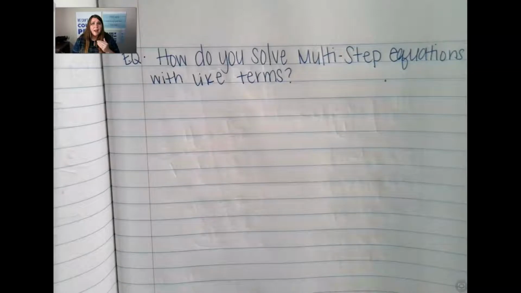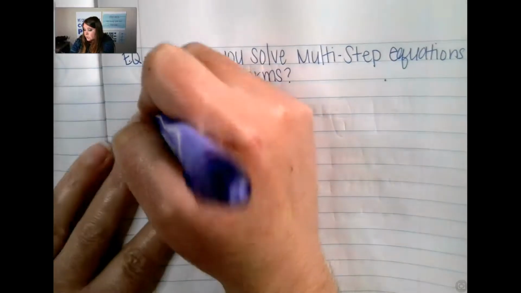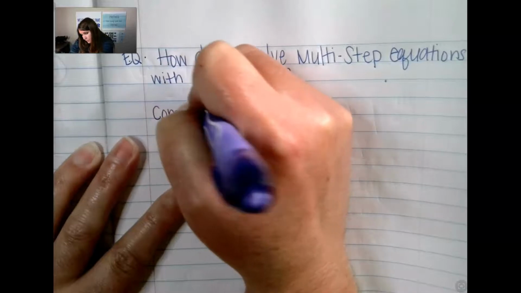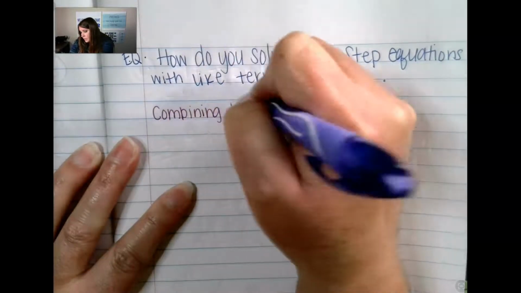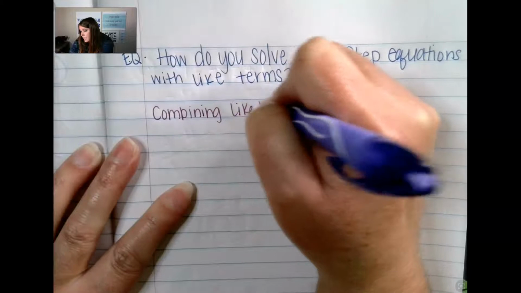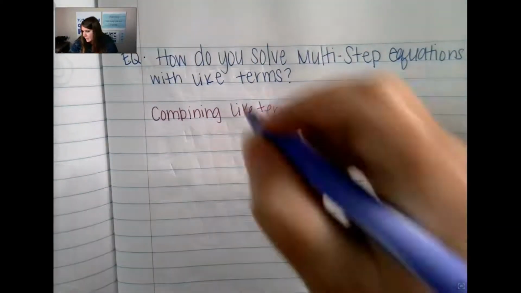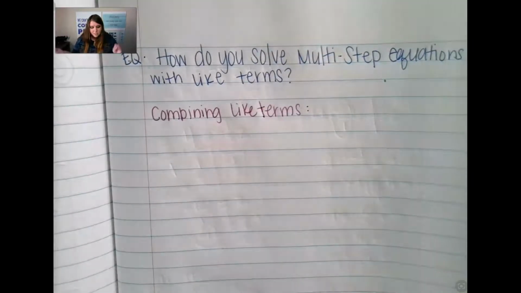So the step that we're adding in today is called combining like terms. I know that you've learned about like terms in the past, but let's do a quick refresh. Combining like terms is when you put together constants with constants, variables with variables, and you do not mix them together.